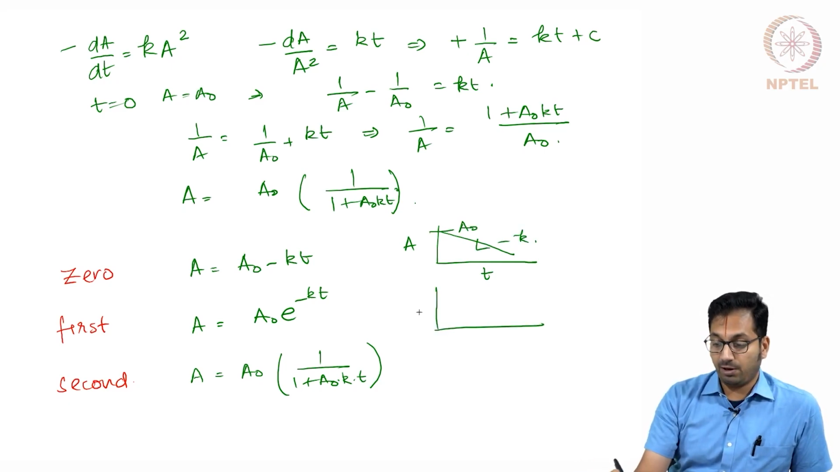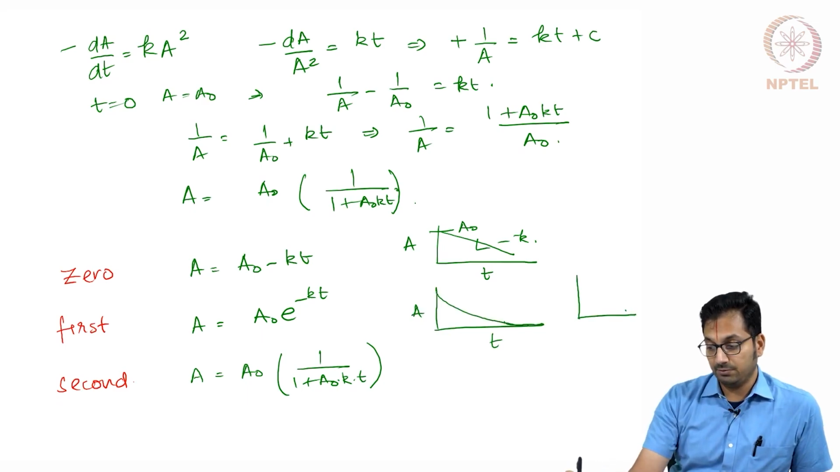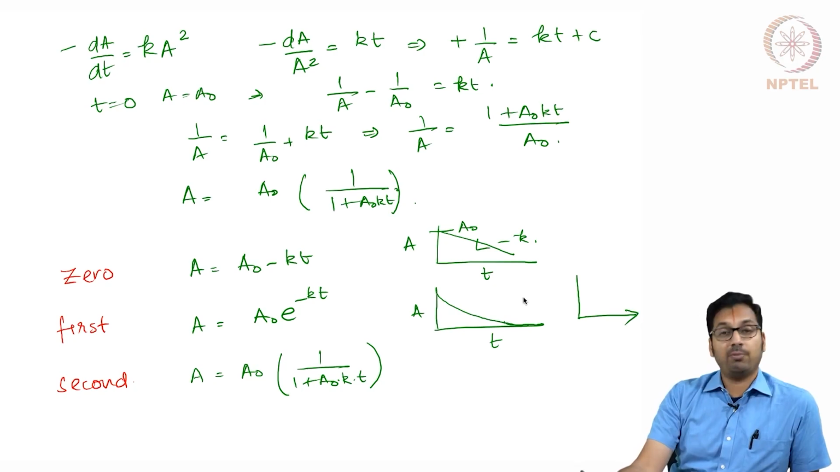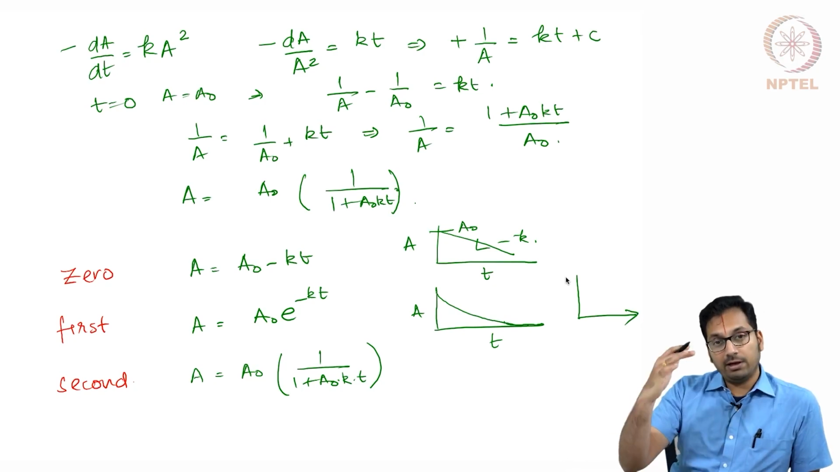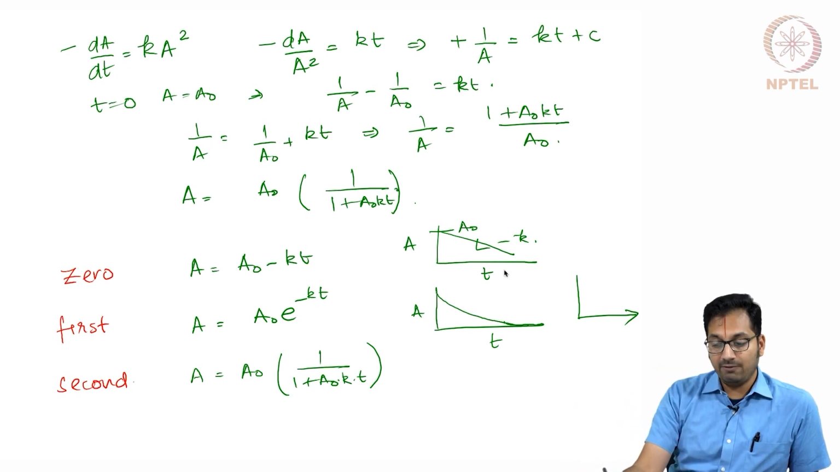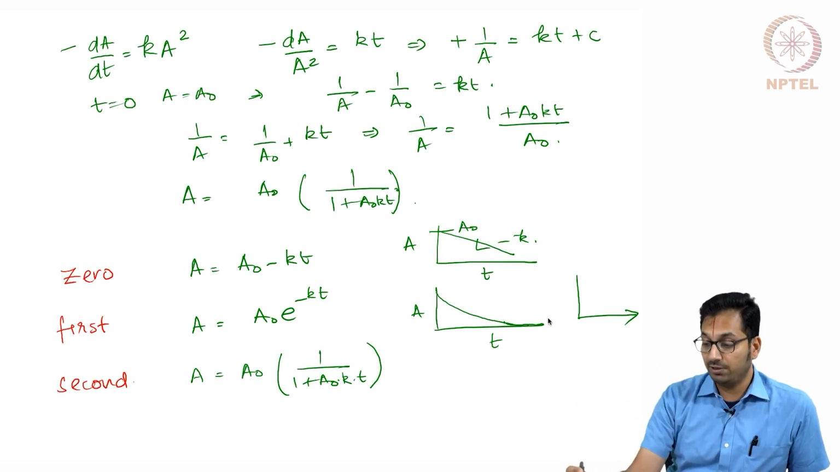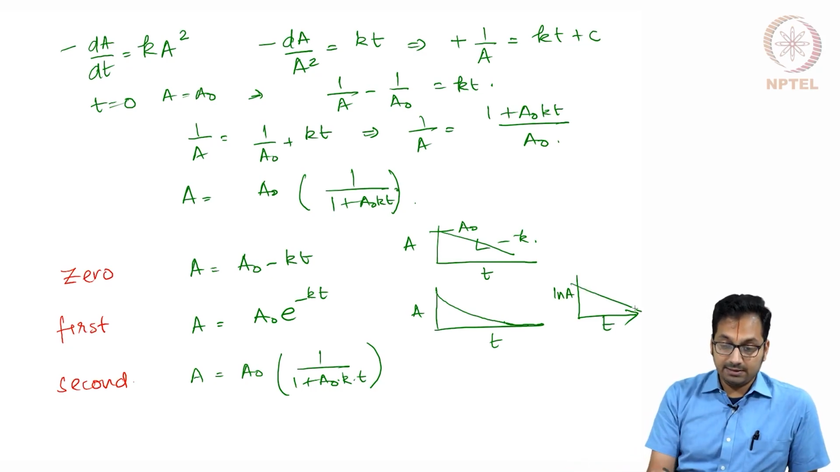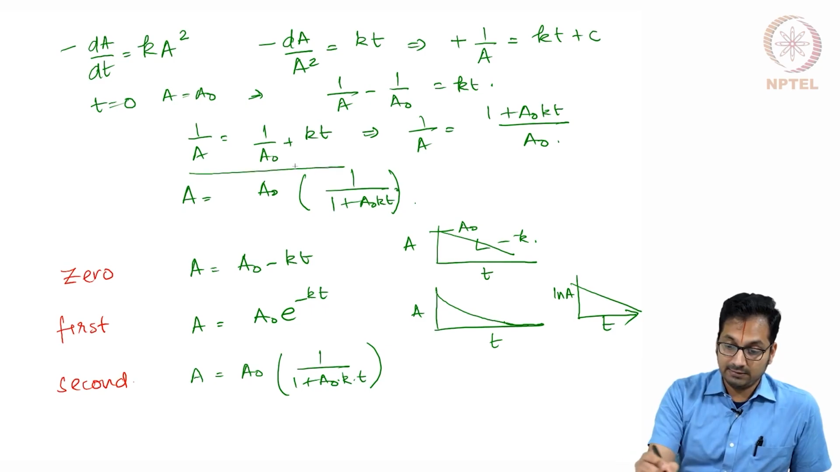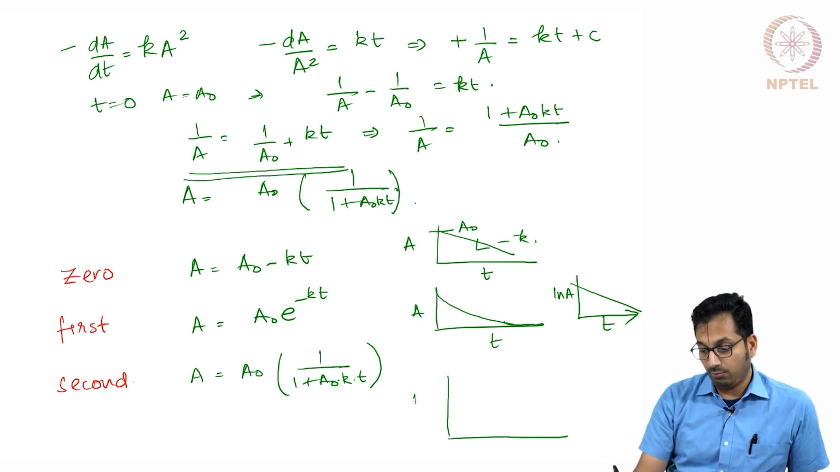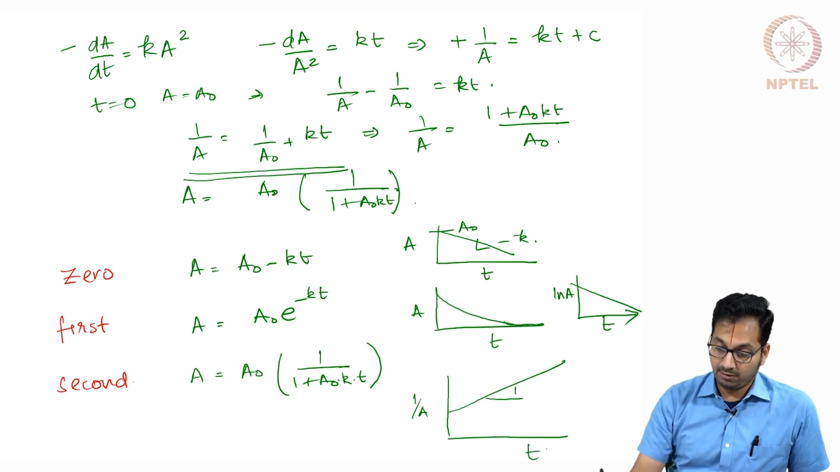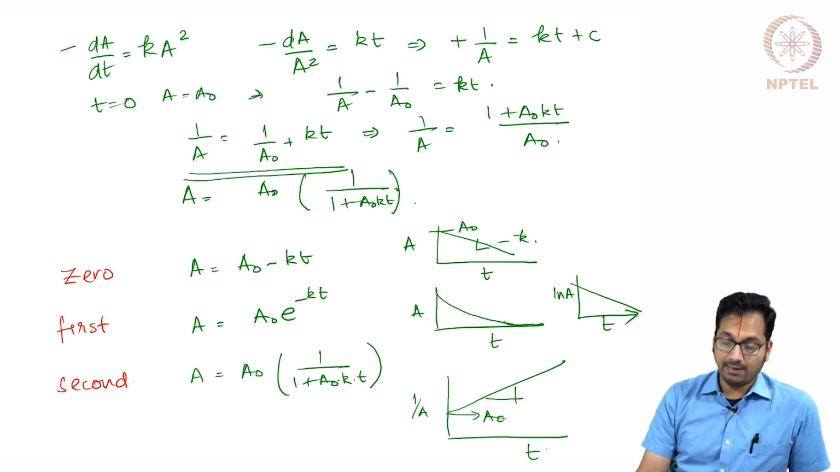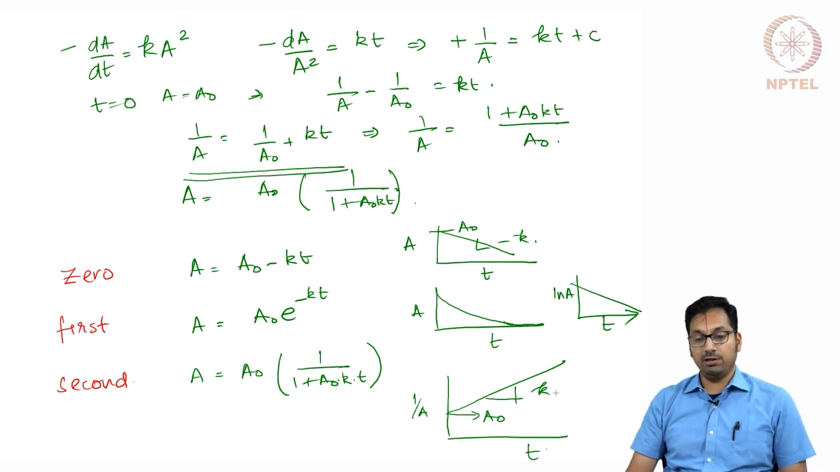And in this case, if you plot A as a function of t, you are going to get that it dies to 0 at some point. For the first order reaction, if you are plotting A as a function of t, then you are going to get an exponential decay as a function of time, where A reaches 0 only at t infinity. On the other hand, if you plot ln of A as a function of t, you get a straight line. And in this case, if you plot 1 over A as a function of time, then you are going to get a curve like that, where at time 0 you get 1 over A naught and the slope is going to be equal to k.